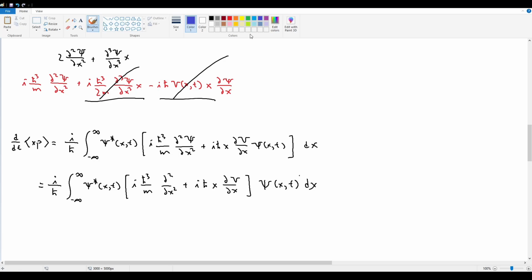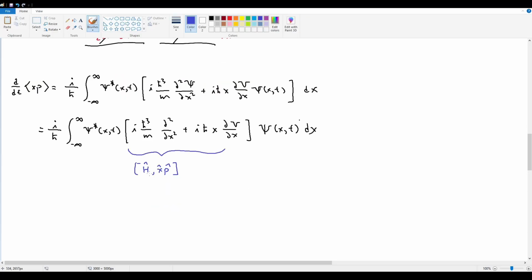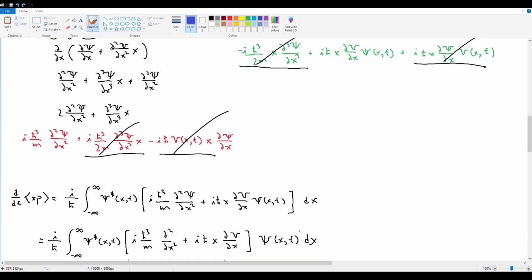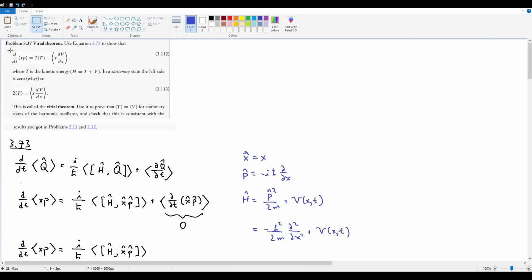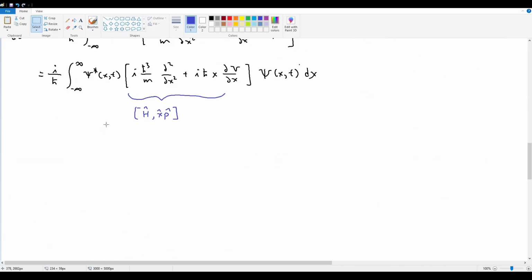So this expression here is the commutator of h hat with xp, or x hat p hat, I suppose. And remember, our ultimate goal is we want to show that it simplifies out to this, right? So somehow we want to show that this expression right here is going to simplify down to this. So what do we have?